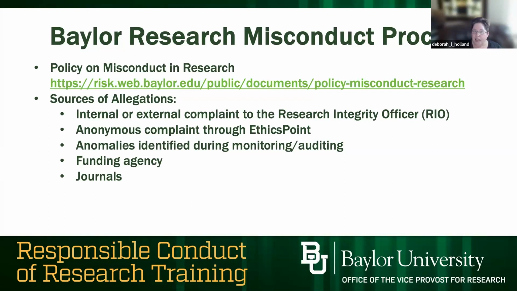Anyone can make allegations for federally funded research directly to the funding agency. That doesn't have to come through the institution. So the funding agency, if they receive an allegation, they'll reach out to us to start the misconduct review process. And then journals also will send on occasion some allegations if they think something is off as well.